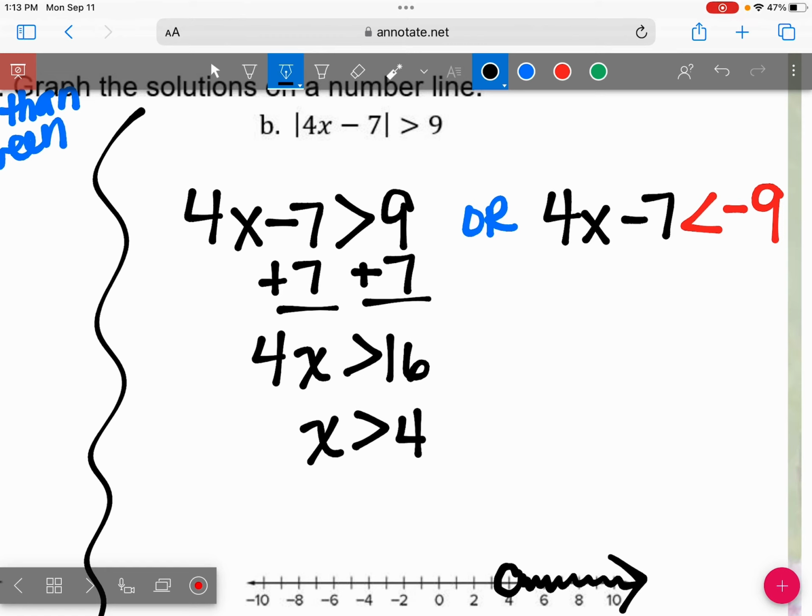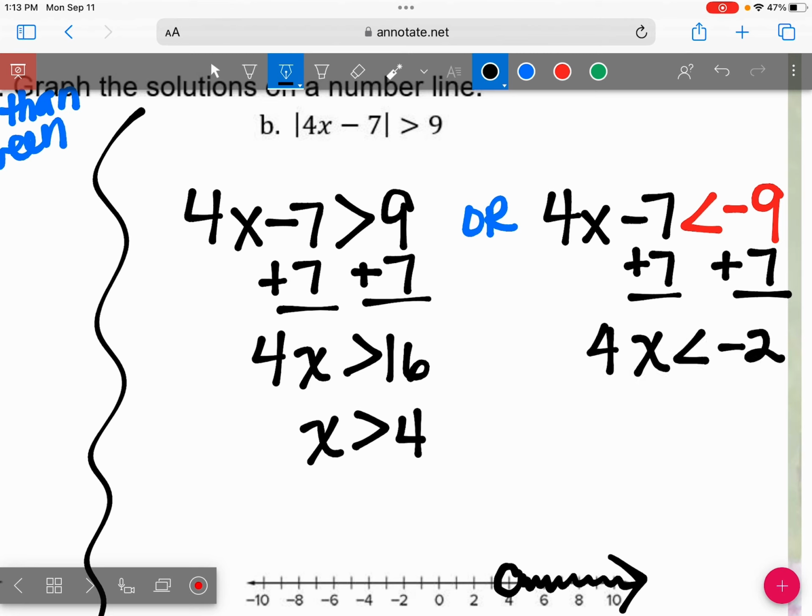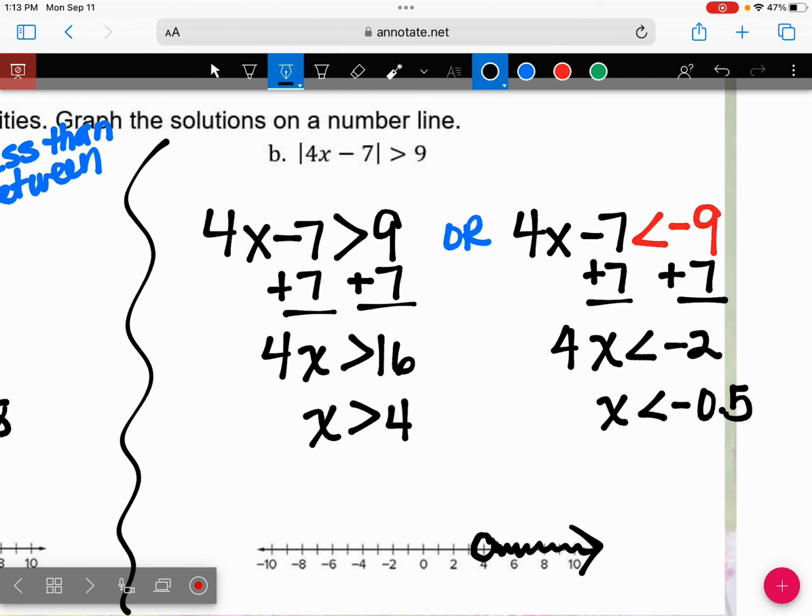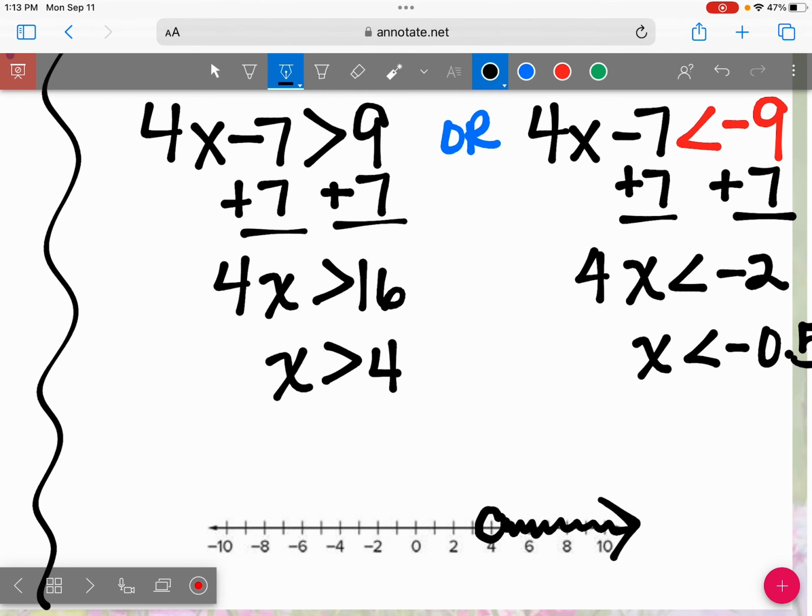And then for the last one, we add the 7 again. 4x is less than negative 2. Divide by 4, x is less than negative 0.5. So I'm going to put a point at negative 0.5, which would be here, and go to the left.